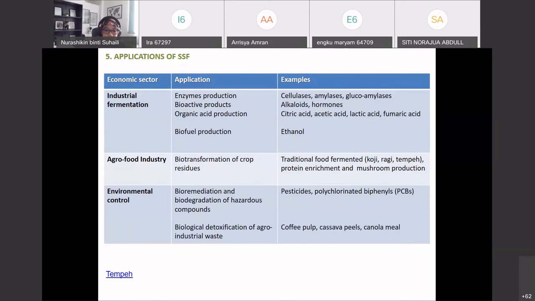Okay. Other products are like pesticides, polychlorinated biphenyls. So this is in the application of bioremediation, biodegradation of hazardous compounds. Right, biological detoxification of agro-industrial waste like coffee pulp, cassava peels, canola meal. Yeah? These are examples of processes and products produced from solid state fermentation.